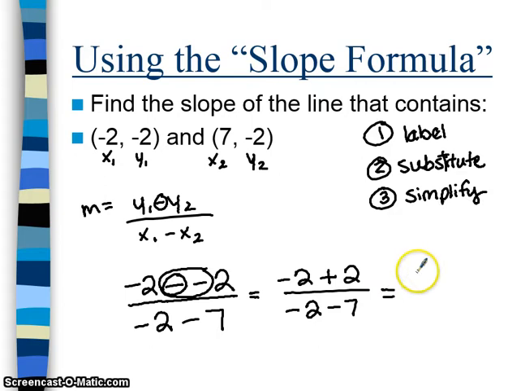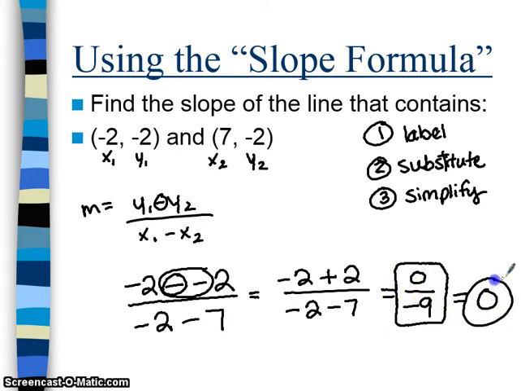Negative 2 plus 2 makes 0, and negative 2 minus 7 makes negative 9. Now, in the last lesson, we learned that anytime we have 0 over a number, we know that 0 divided by negative 9 equals 0, so this has a 0 slope, which makes sense because two inputs have the same output, so they're going to lie on the same horizontal line. So our slope is 0.